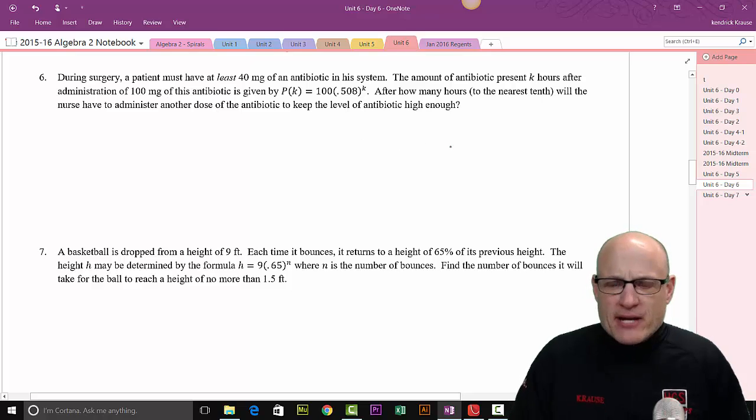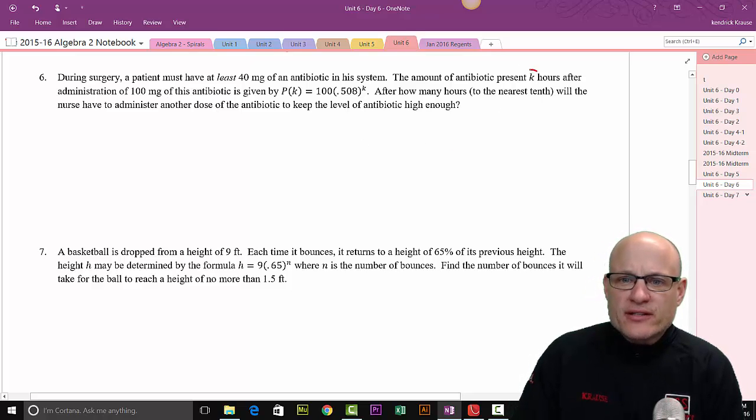The amount of the antibiotic present K hours after the administration of 100 is given by this. That's why this is the initial amount right here. And there's my depreciated value.